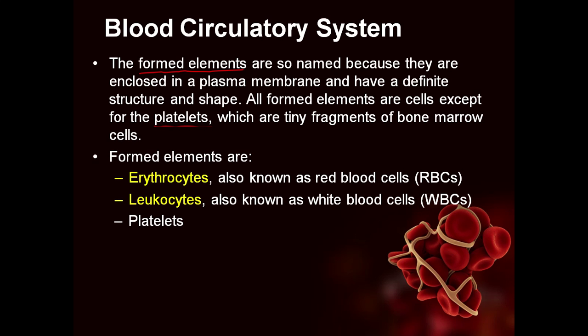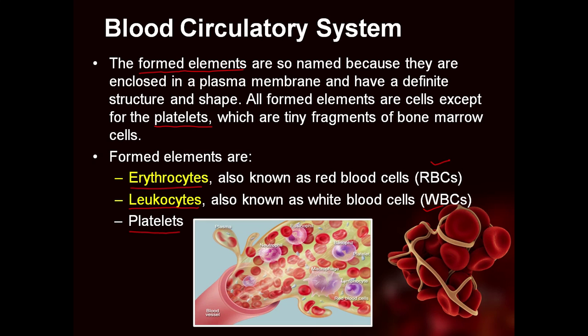The formed elements are of three types here: erythrocytes, leukocytes, platelets. Erythrocytes are also known as RBCs. Leukocytes are also known as WBCs. And we have the same diagram here. You can see the different types of WBCs like neutrophil, eosinophil, basophil, which we will talk about in detail.